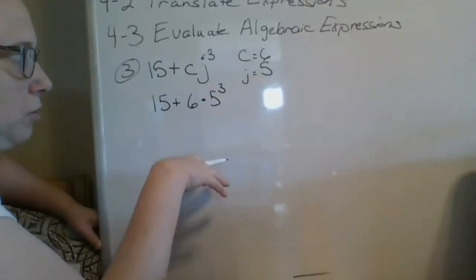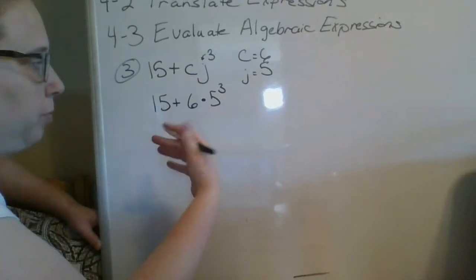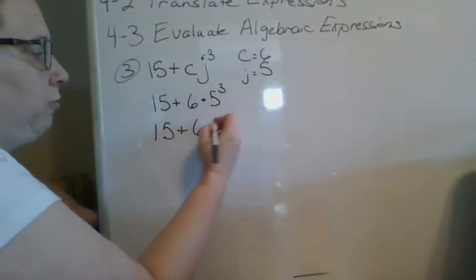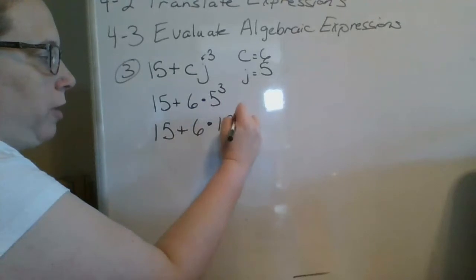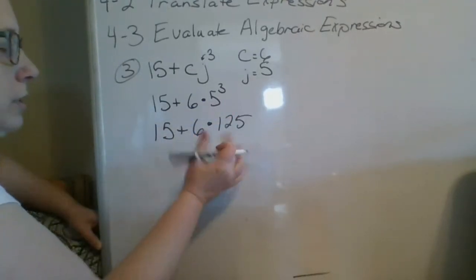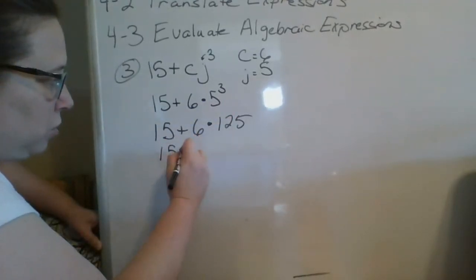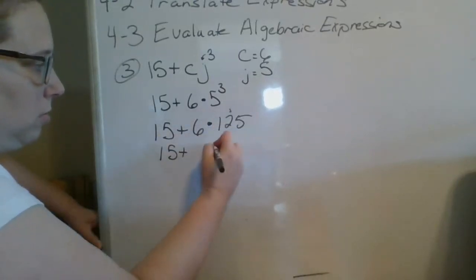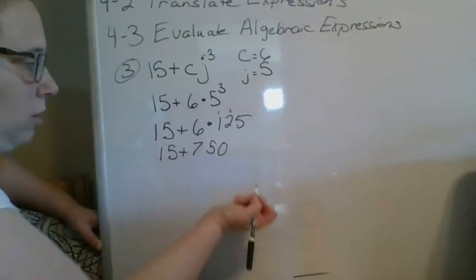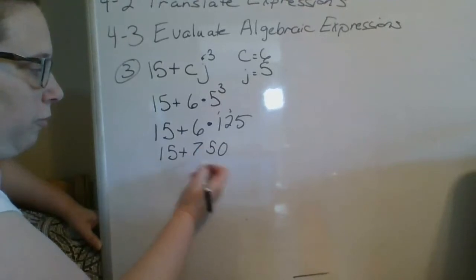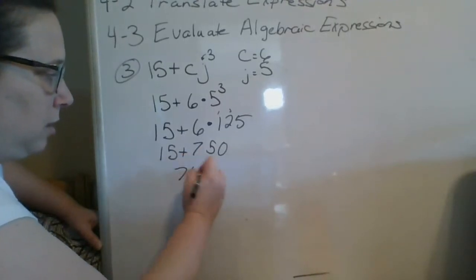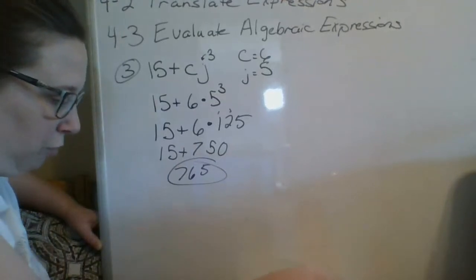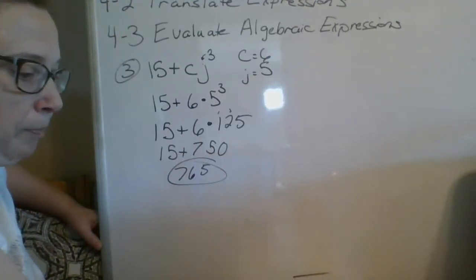So we have this. First thing that we would need to do here is the exponent because there are no parentheses. So we are going to have 5 cubed, which is 125. And then 6 times 125 would be 750. And then finally we would add these and get 765 for our final answer for number 3.